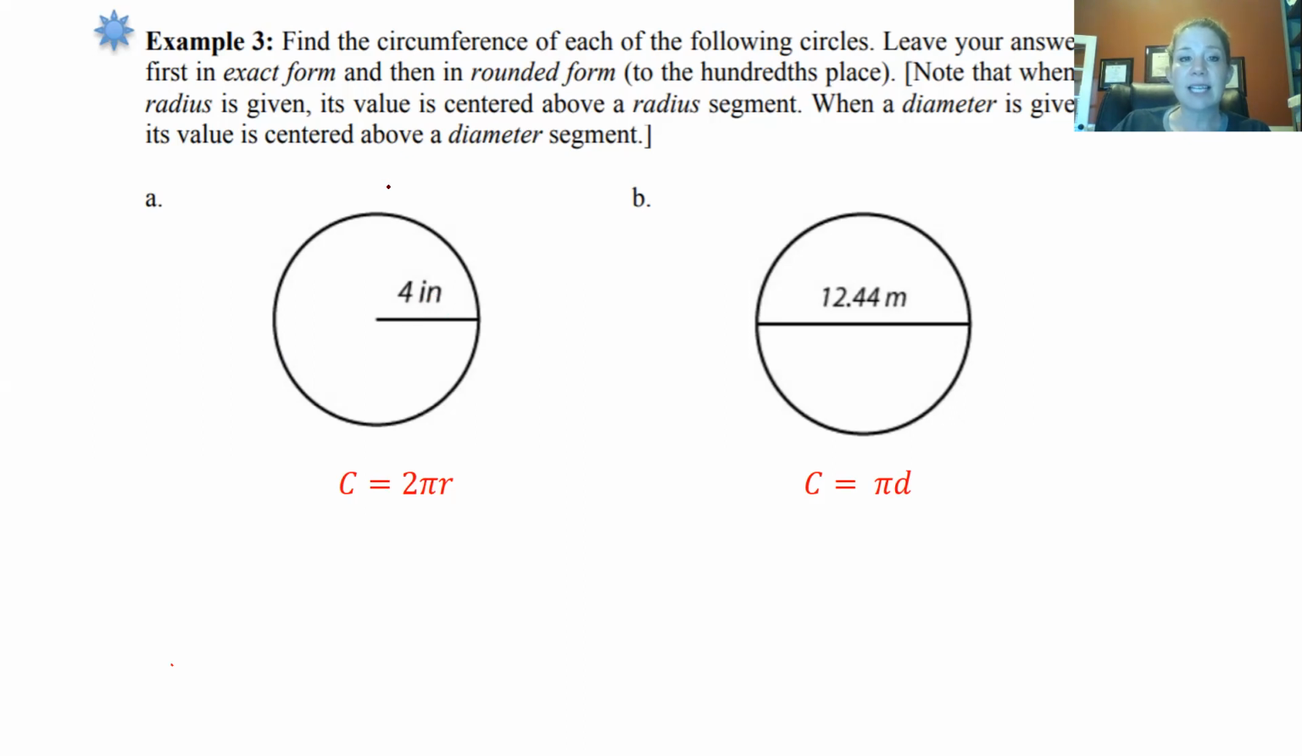Now, it's telling us to give two answers. The first one in exact form, the second answer in rounded form. So leaving it in exact form means that we don't convert pi to a number, to 3.14. So in this situation, the only thing we're going to do is multiply 2 times the radius and leave it in pi form. So 2 times 4 is 8.